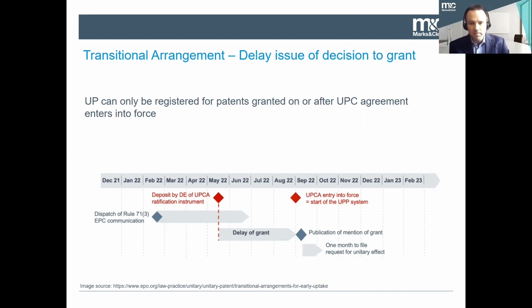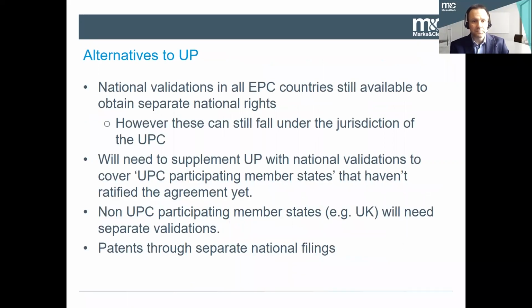Now, please, if you say, well, I still want unitary protection, even though it's not possible to make this request for delay of grant, it is entirely possible to delay grant based on our own actions without the help of the EPO. In other words, if you're interested in this, please do come and talk to us, and we'll make sure we analyze the situation you're in and make sure we take the right steps.